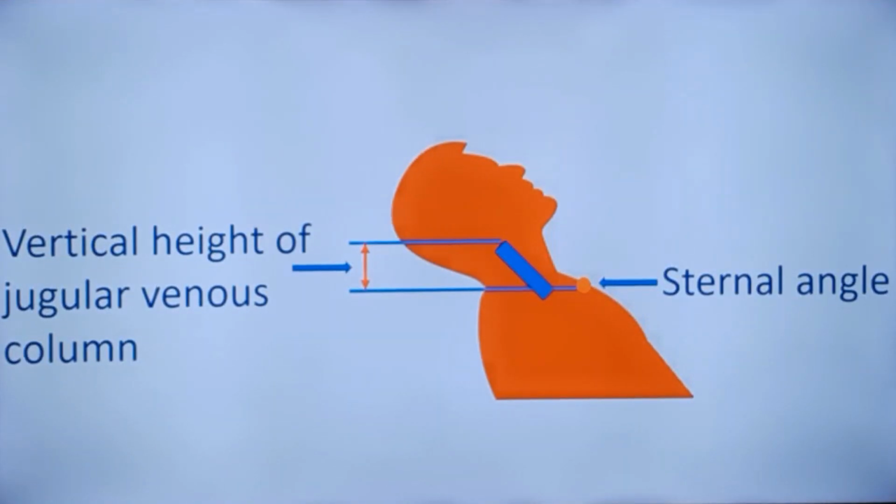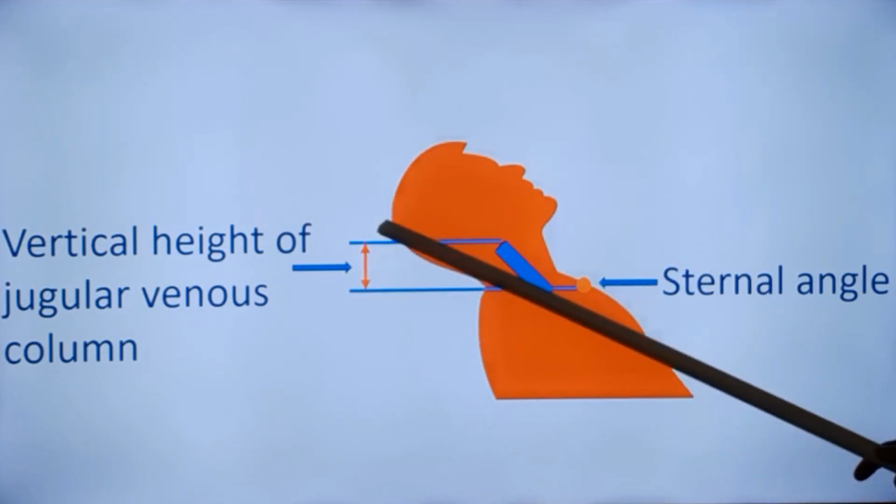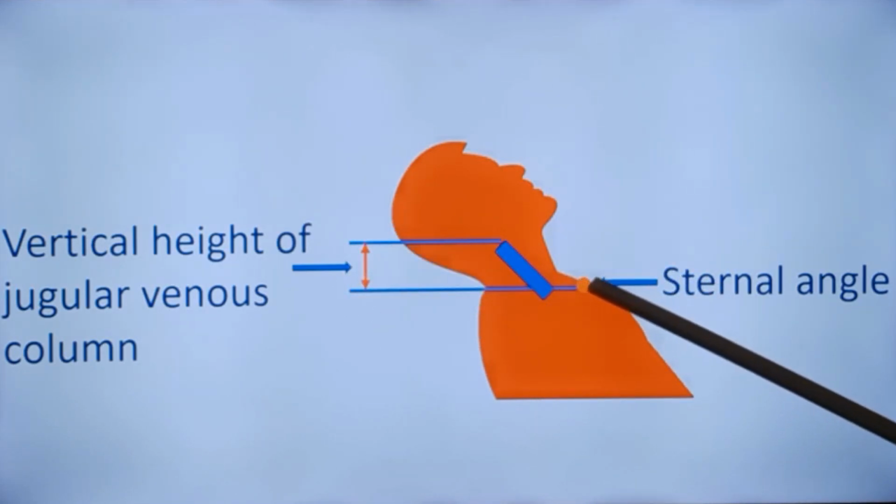Jugular venous pressure can be assessed in the sitting position if the venous column is easily visible in the root of the neck. But if it is not visible, you have to keep the person in a slanting position, usually at 45 degrees. And the vertical level above the sternal angle is measured. That is the vertical height of the venous column above the sternal angle.